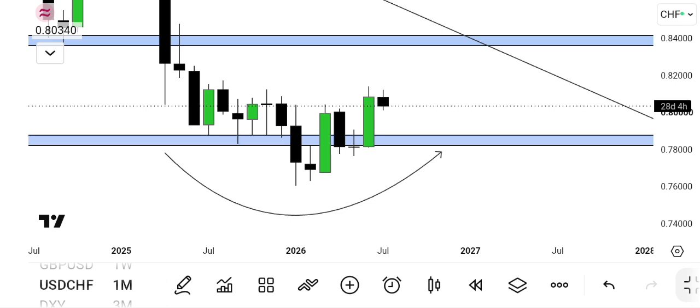Now we're going to be going to the weekly time frame. What's the use of the weekly time frame? The use of the weekly time frame is to check for obstacles, to check for any bad boys in the weekly time frame.